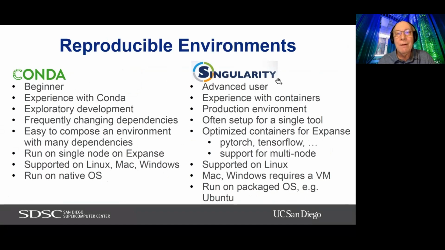On the other hand, maybe you want to use a Singularity container. That's for advanced users who already have experience with Docker containers or Singularity containers and are interested in setting up a production environment. Singularity containers are often set up just for a single tool, as you know, and you already used them during this workshop. We have optimized containers for Expanse, such as PyTorch, TensorFlow, etc. They have been specially optimized to take advantage of the hardware. They also support multi-node calculations.